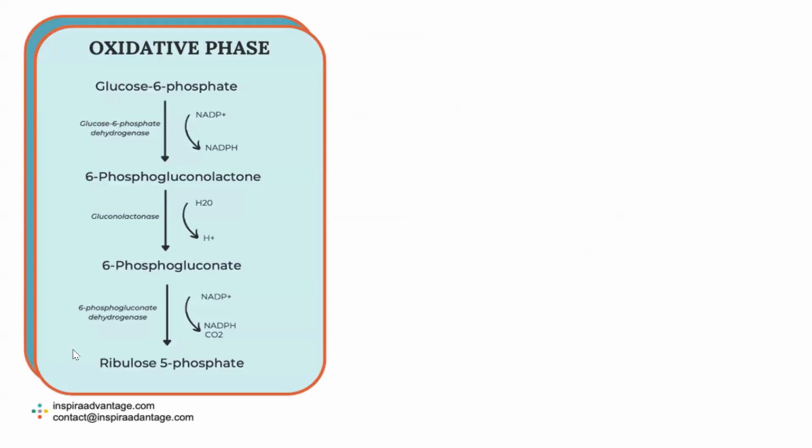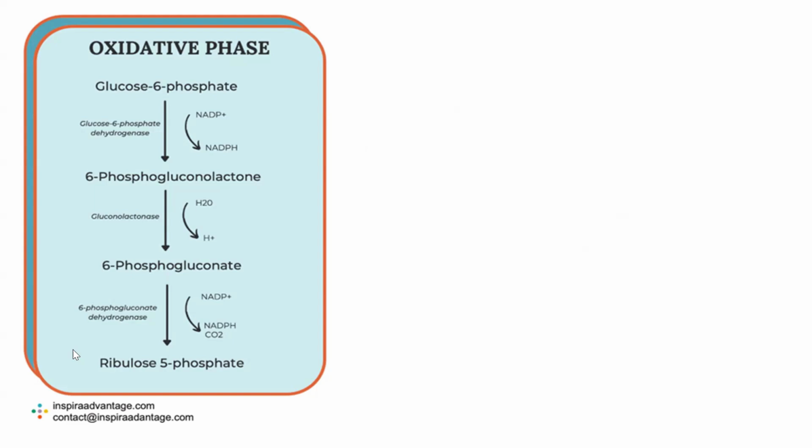So now we are going to start with the oxidative phase. In the oxidative phase, there are three major reactions where first glucose 6-phosphate will be converted into 6-phosphogluconolactone by the action of the enzyme glucose 6-phosphate dehydrogenase. In this step, one molecule of NADPH is generated, and this step is a dehydrogenation reaction.